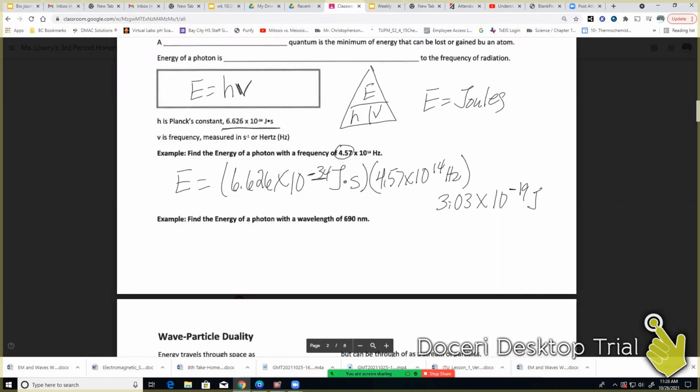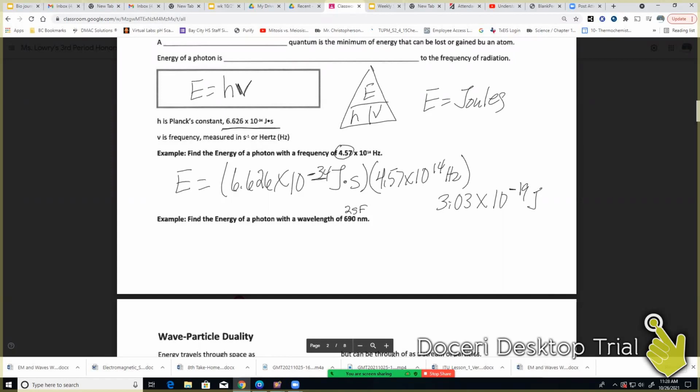My next one says find the energy of a photon with a wavelength of 690 nanometers. That's just 2 sig figs, so my answer can have 2 sig figs. So can I use this formula right away for energy? Do I have what I need? No, I don't, do I? Because I don't have frequency. So what are we going to have to do first? Yeah, we're going to have to go back and use our other one first.